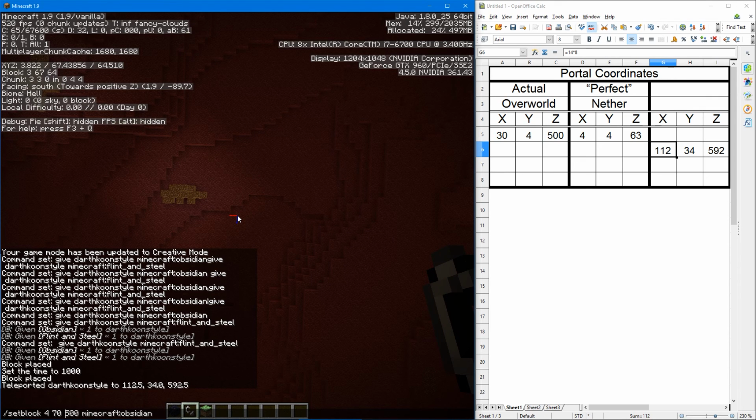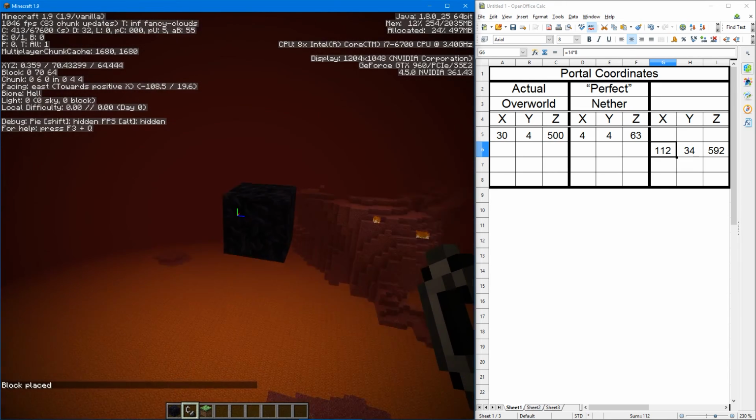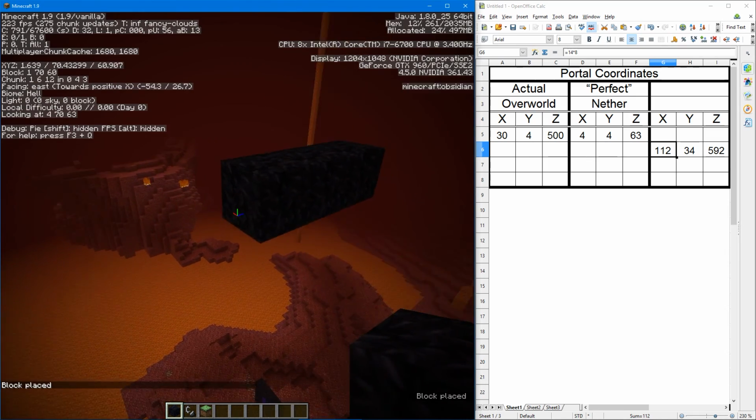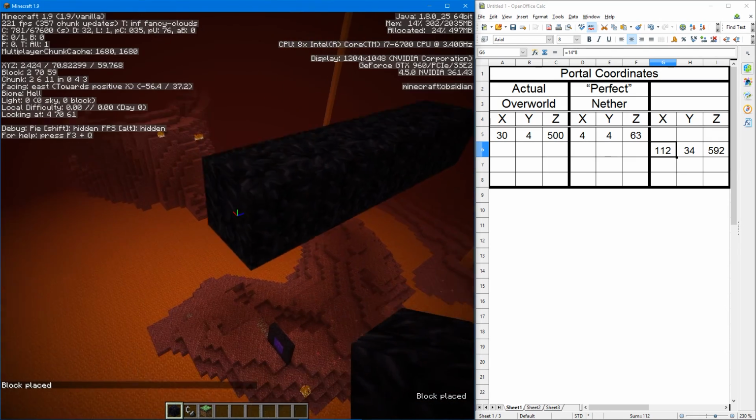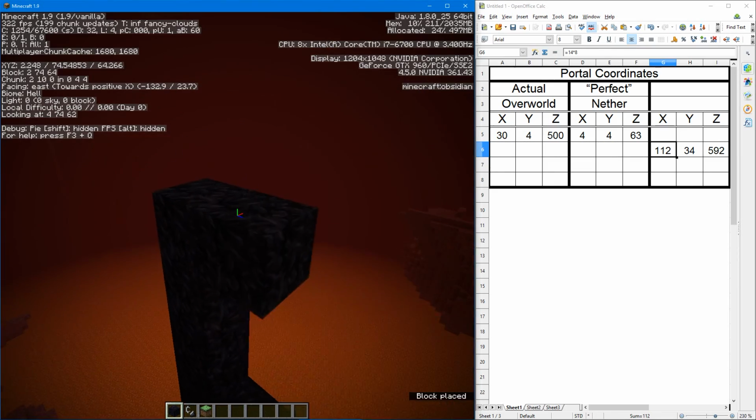So 463. All right, so right there is a good spot. All right, and we'll go ahead and create this portal again. And as you'll see, if I go through this one, it'll take me to the upper one, right?